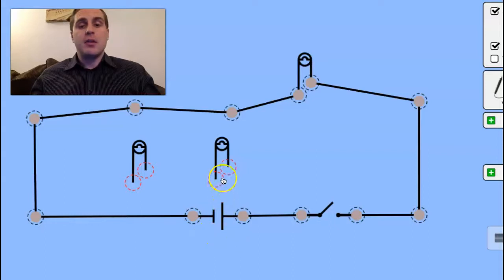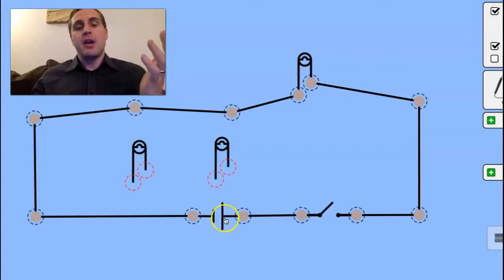Notice that bulbs have two different sides, whereas a battery has a long line and a short line. The long line is a positive charge, the short line is a negative charge, that is the polarity of the battery. Some battery symbols are two long lines and two short lines, but in either case, the long line side indicates the positive terminal of the battery.